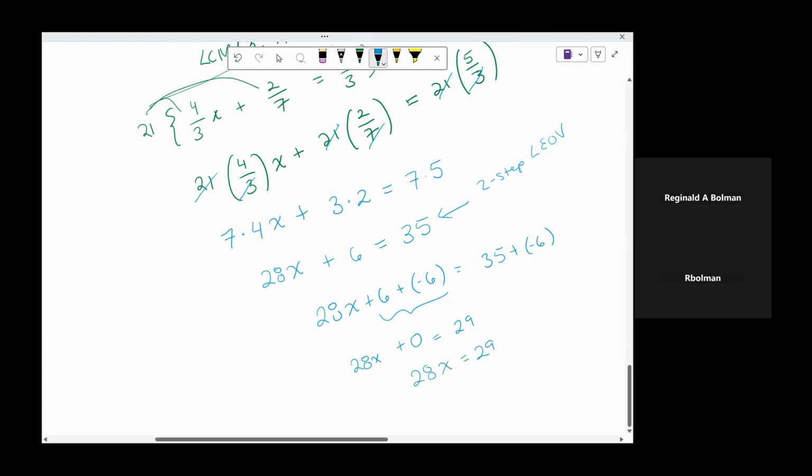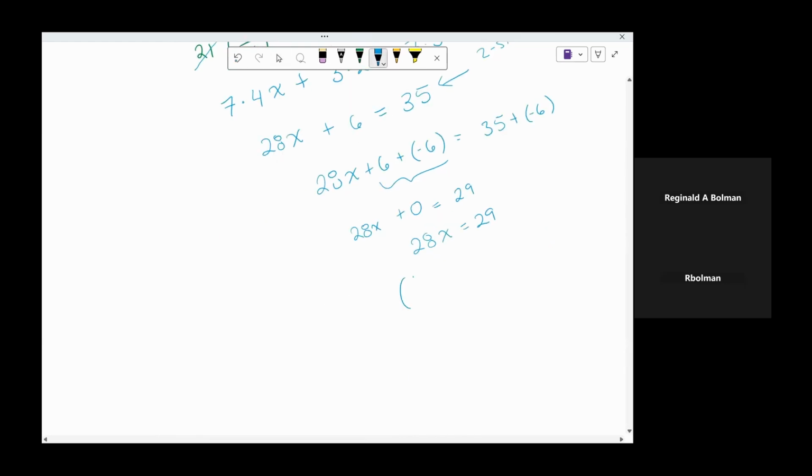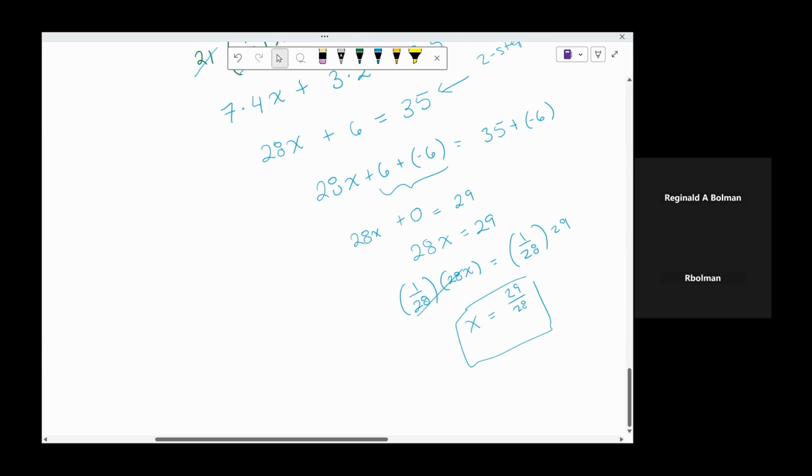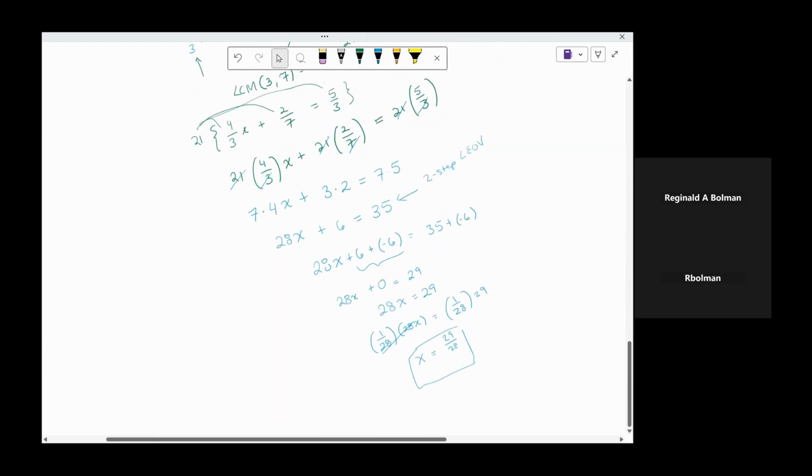So you've got 28x is equal to 29. And of course, you can now use the multiplicative inverse of 28 on both sides of your equal sign in order to get your x by itself, which in this instance, you'd find that x is equal to exactly 29 over 28. Assuming that we didn't make any mistakes, this should be our answer.